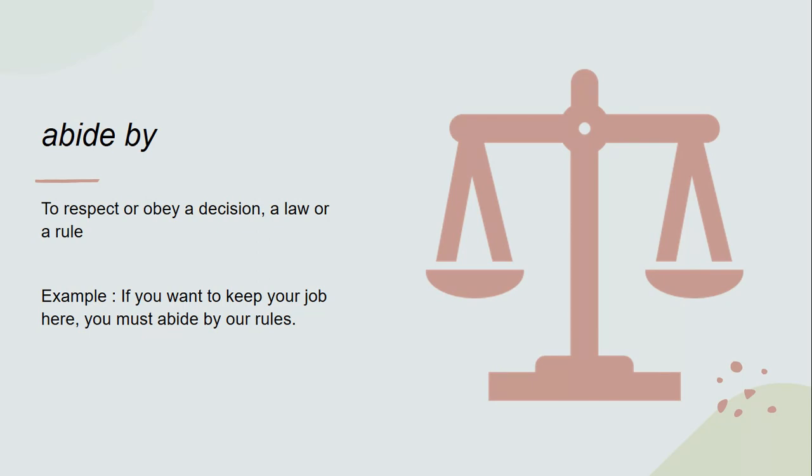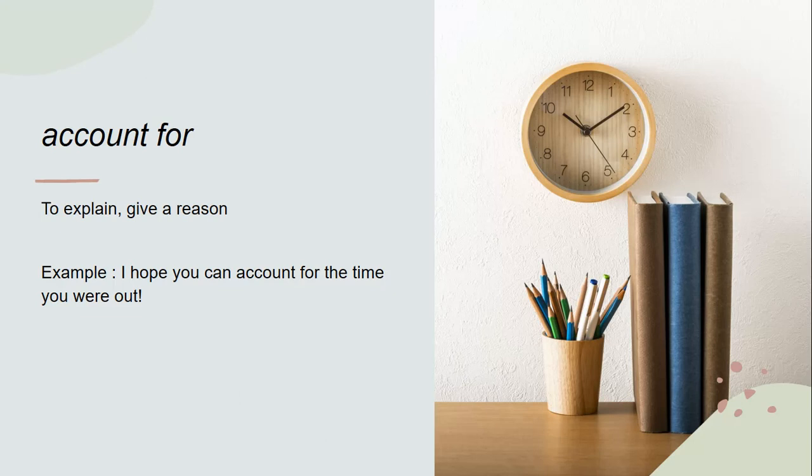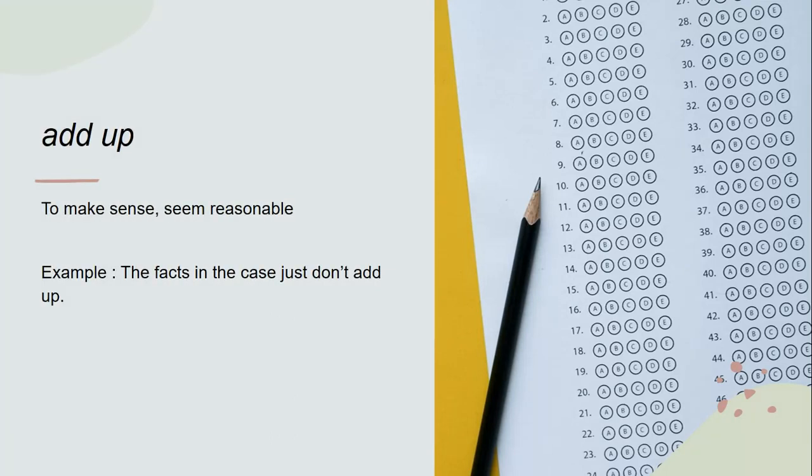Abide by. To respect or obey a decision, a law, or a rule. For example, if you want to keep your job here, you must abide by our rules. Account for. To explain or give a reason. For example, I hope you can account for the time you were out. Add up. To make sense or seem reasonable. For example, the facts in the case just don't add up.